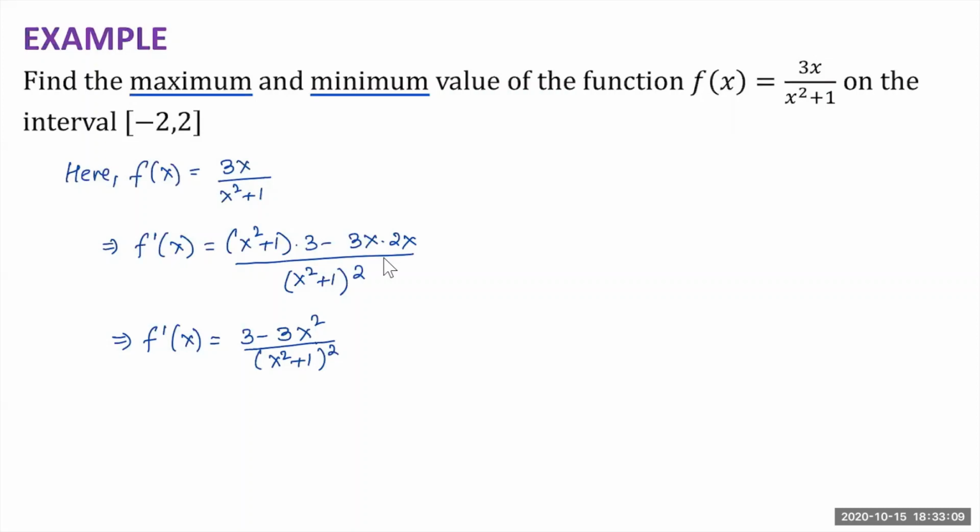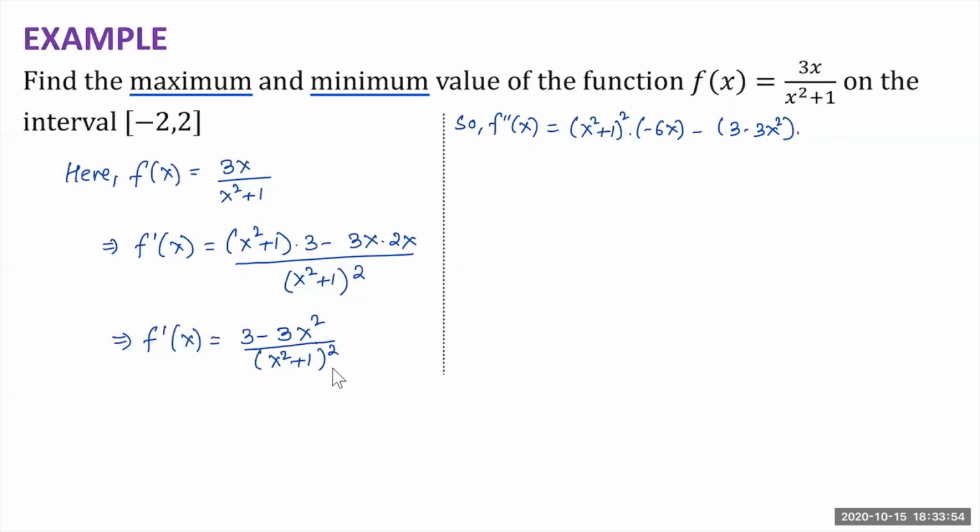Now we are going to find the second derivative. That is, we are going to differentiate this one more time. So the second derivative is equal to, again, it is in the form of a quotient, so we are going to use the quotient rule. The quotient rule says denominator, which is x squared plus 1 quantity squared, multiplied with the derivative of the numerator. The derivative of 3 minus 3x squared is negative 6x. Minus the numerator, which is 3 minus 3x squared, multiplied with the derivative of the denominator.